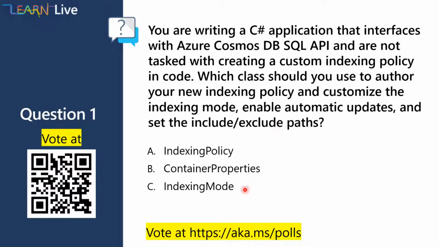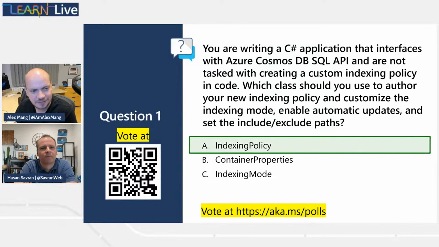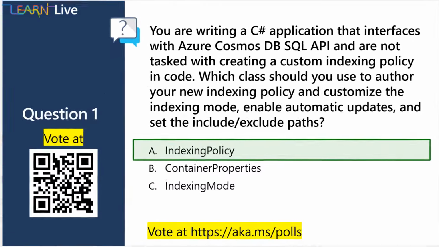I fully agree with you, actually, Hasan. I do not think it's the indexing mode because it's just a mere property that's part of another class. The container properties, yeah, there is such a class, but where did they even come from with this one? Because container properties is what we want to configure of a particular type, right? If we are to refer to our previous example there. So I would actually go with indexing policy. What about you? I agree. Let's lock that answer in, and drum roll. Sure enough, we're correct on that one.